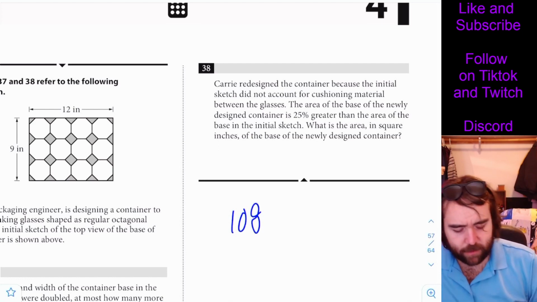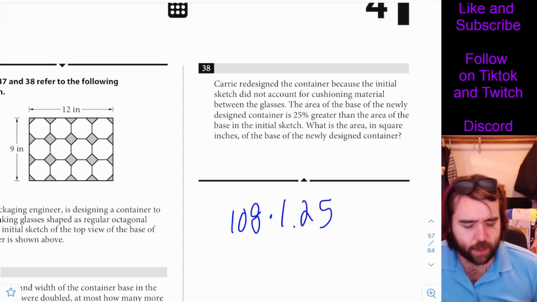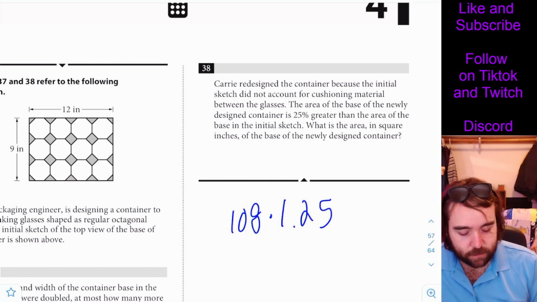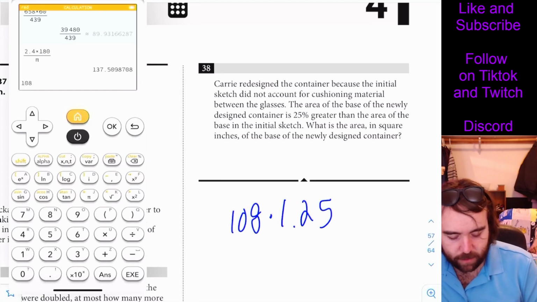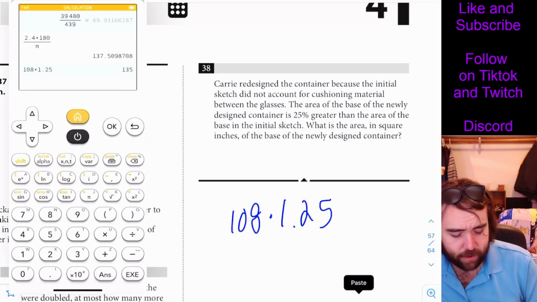So we're just going to multiply that by 1.25. Because if we were increasing the length of them by 25%, we would want to multiply by that squared. But since they already tell us we're changing the area by 25%, we've just got to change the area by 25%. We got to go 108 and multiply by 1.25. Probably could have done that in our heads, but that's 135.